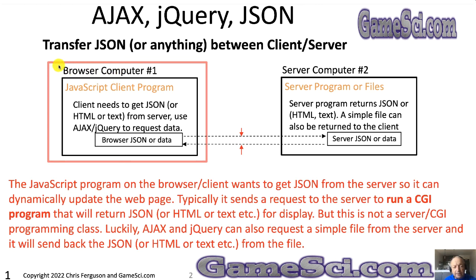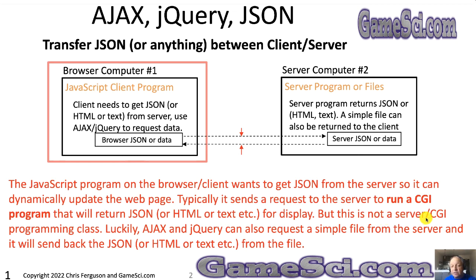On the browser or client side, the JavaScript program on the browser/client wants to get JSON from the server so it can dynamically update a web page. Typically, it sends a request to the server to run a CGI program that will return JSON or HTML or text or whatever you want for display.